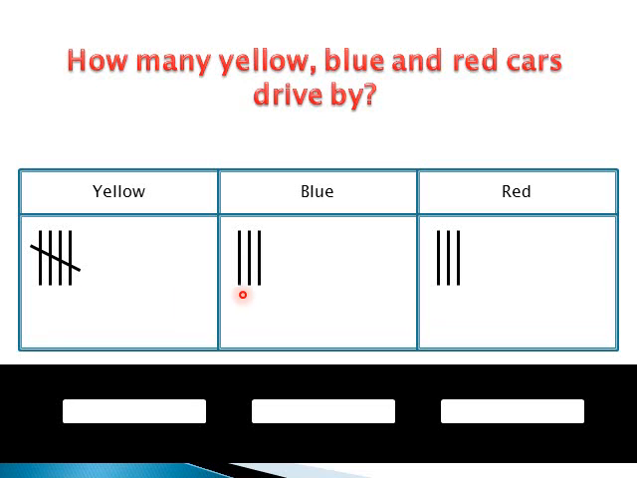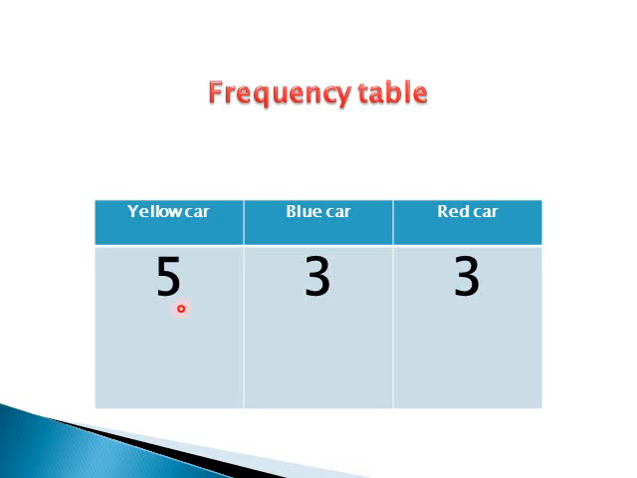How many blue cars? 1, 2, 3. How many red cars? 1, 2, 3. So let's see it in numbers. I have 5 yellow cars, 3 blue cars, and 3 red cars. Do you think the tally marks made it easier for me to count the cars? Yes, I think definitely it made it easier for me to count the cars.